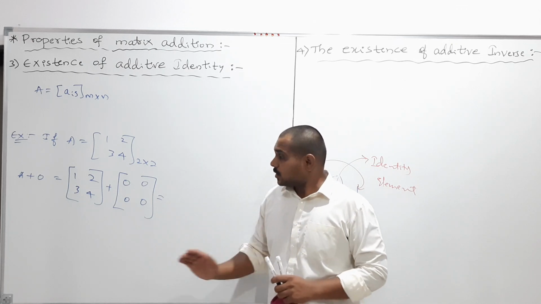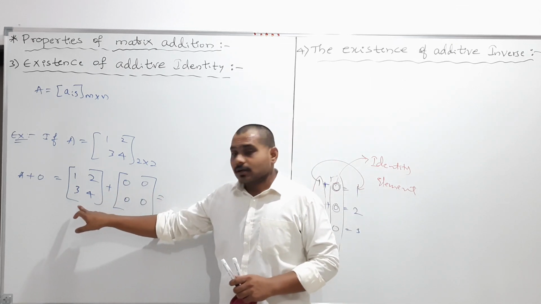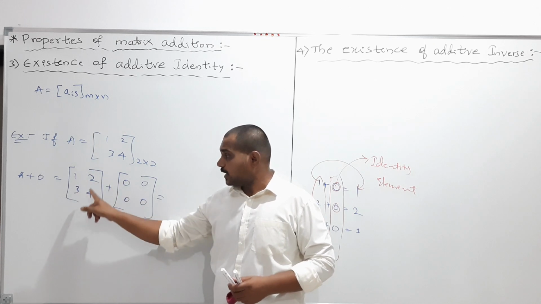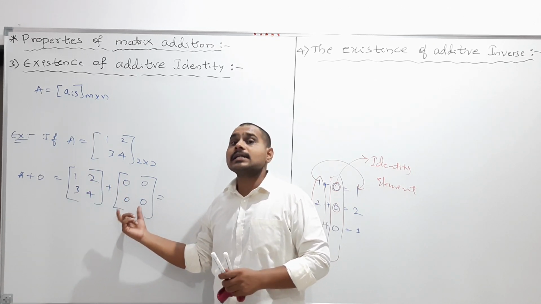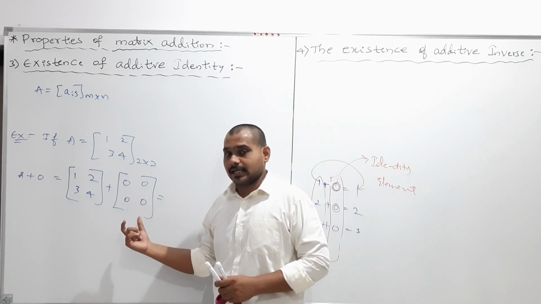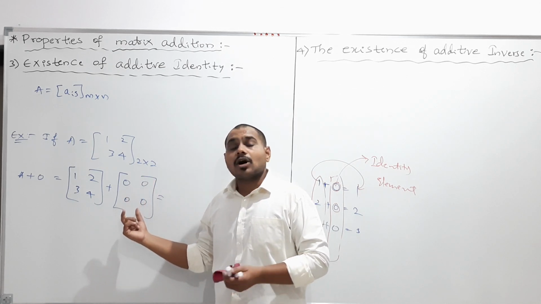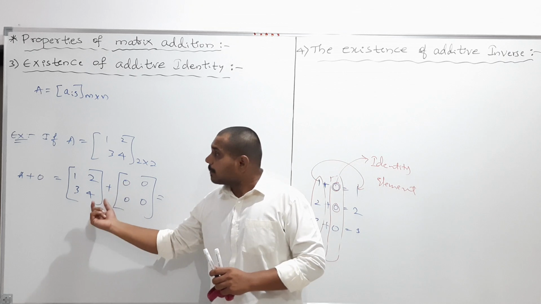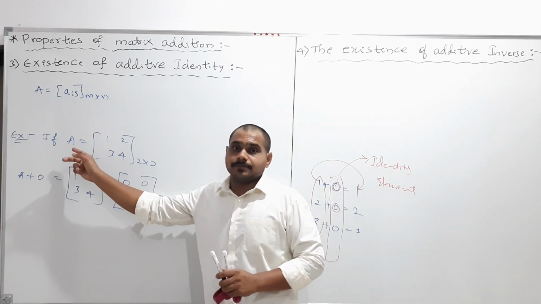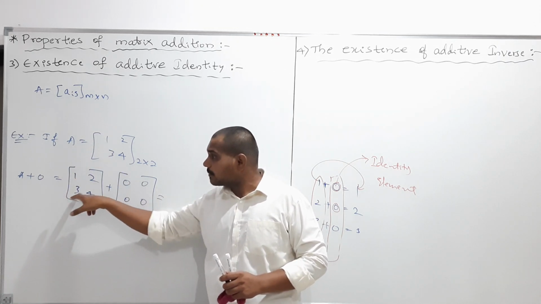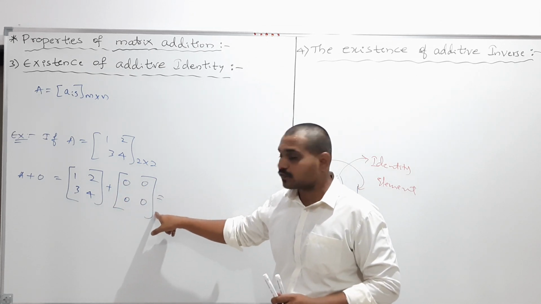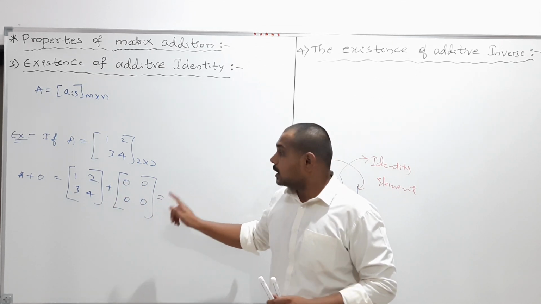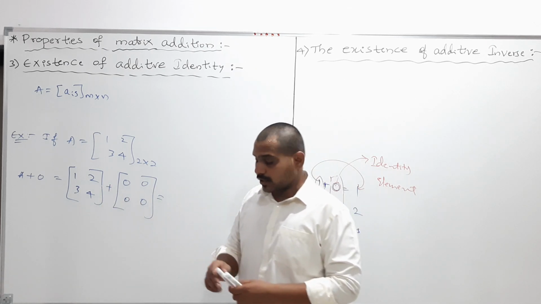The order depends on the context, depending upon where we are using it. We should take the order of the 0 matrix depending upon the context. Therefore, here the given matrix is 2×2, so I am taking the 0 matrix also of the order 2×2. Now, add these two matrices here, students.